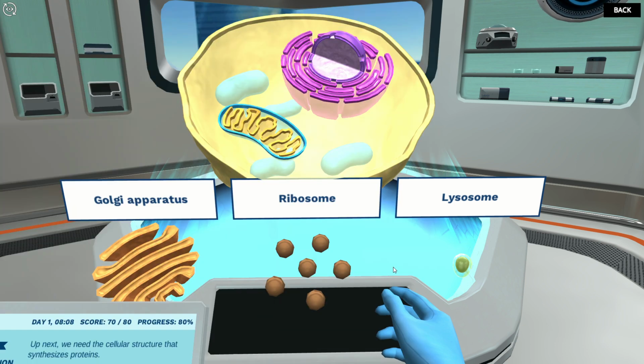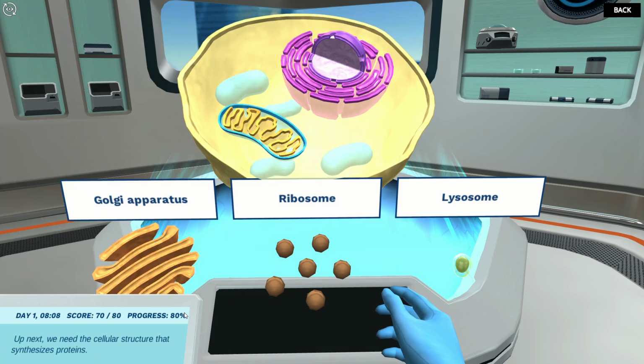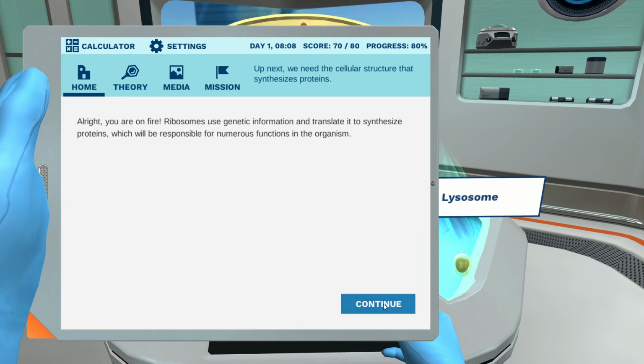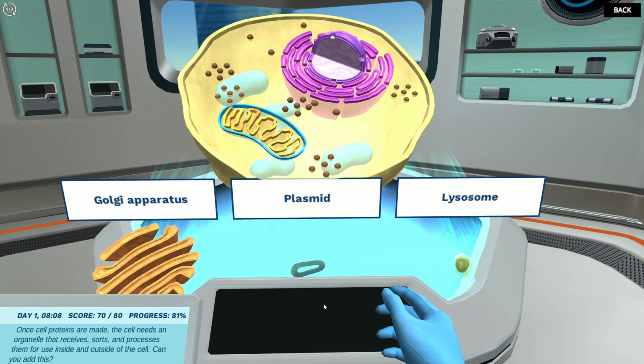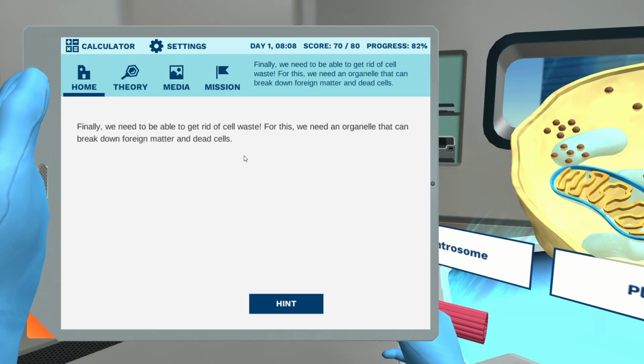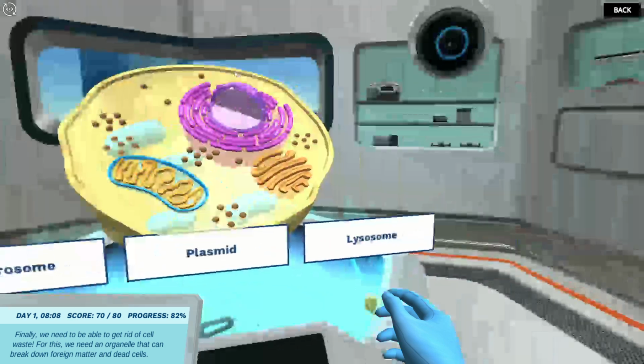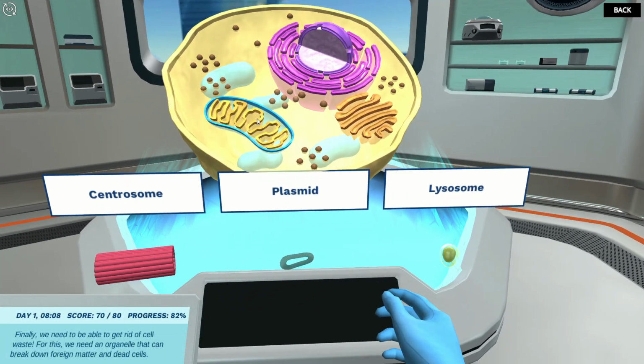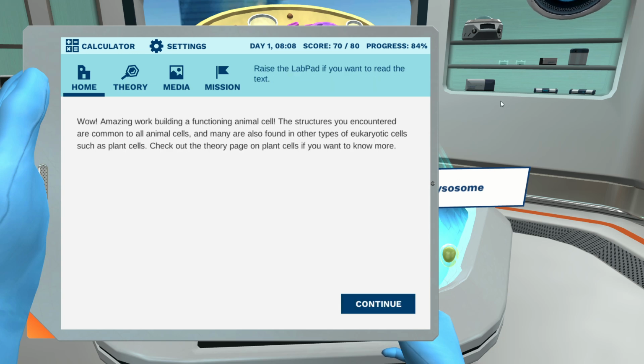That's right. Up next, we need the cellular structure that synthesizes proteins. Once cell proteins are made, the cell needs an organelle that receives, sorts, and processes them for use inside and outside of the cell. Can you add this? Finally, we need to be able to get rid of cell waste. For this, we need an organelle that can break down foreign matter and dead cells. Super! The job of a lysosome is to digest and recycle materials. Wow! Amazing work building a functioning animal cell.